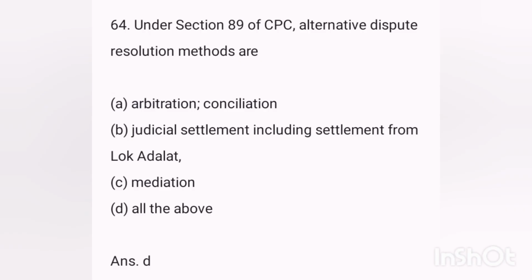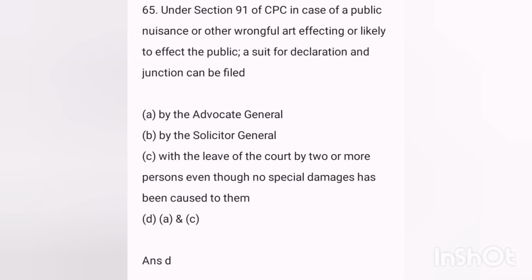Next, under Section 89 of the CPC, alternative dispute resolution methods are. Answer was D, all of the above. Next, under Section 91 of the CPC, in case of public nuisance or other wrongful act affecting or likely to affect the public, a suit for declaration and injunction can be filed. Answer was D, A and C.